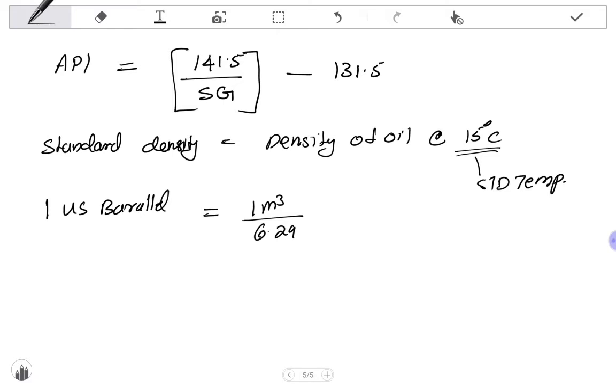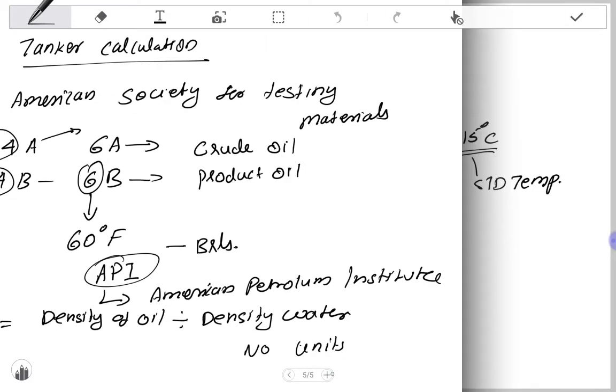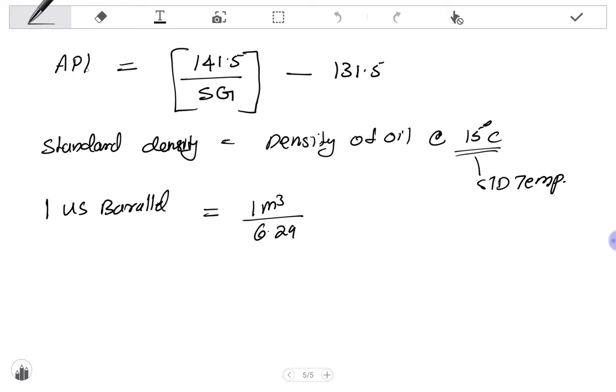Now let's continue. API has the formula 141.5 divided by specific gravity minus 131.5, and this specific gravity is at 60 degrees Fahrenheit.